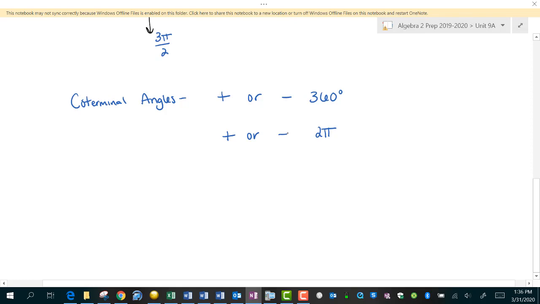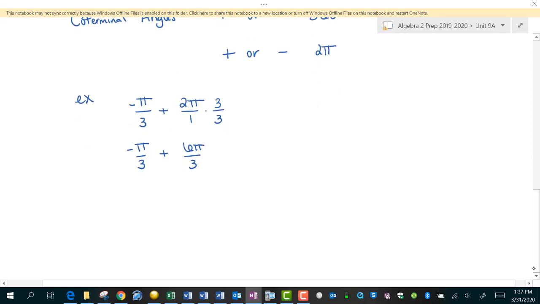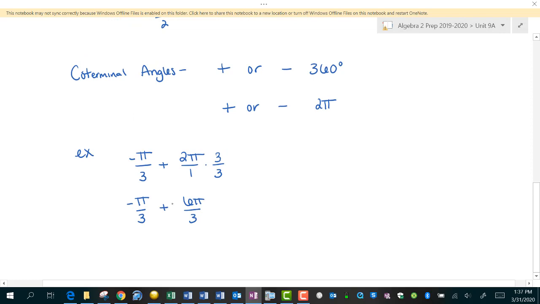For example, why don't we start by taking negative pi over 3. If I want to find a coterminal angle, I can add 2 pi. But remember, when we're adding fractions, we need a common denominator. Since I currently have 3 in the denominator over here, I'm going to multiply both the numerator and the denominator by 3. So I get negative pi over 3 plus 6 pi over 3. Now I can add those numerators. Negative 1 plus positive 6 gives me positive 5 pi over 3.